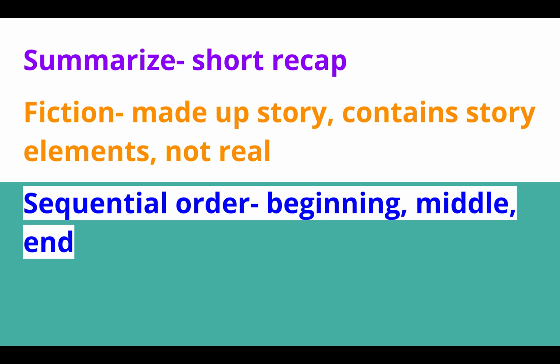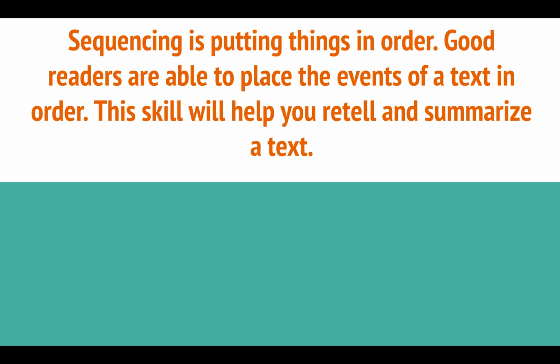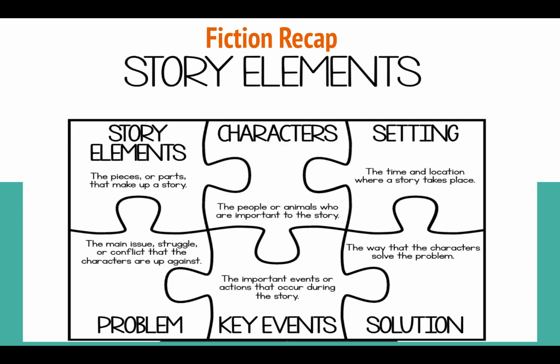The word summarize means a short recap. Fiction means it's made up. It contains the story elements, characters, setting, problem, solution, theme, and it's not real. Sequential order means from beginning, middle, and end. It's an order. Sequencing is putting things in order. Good readers are able to place the events of a text in order. This skill will help you to retell and summarize the text. That's what you're going to do today.